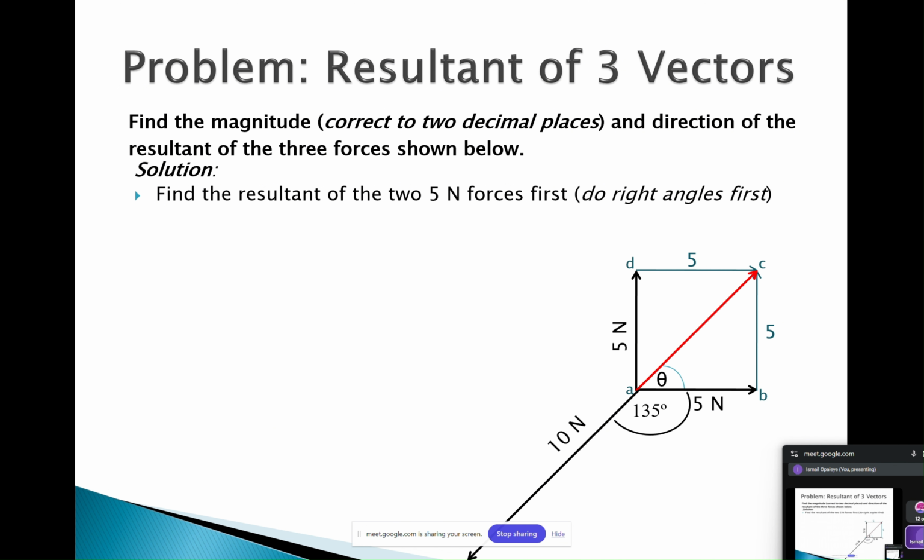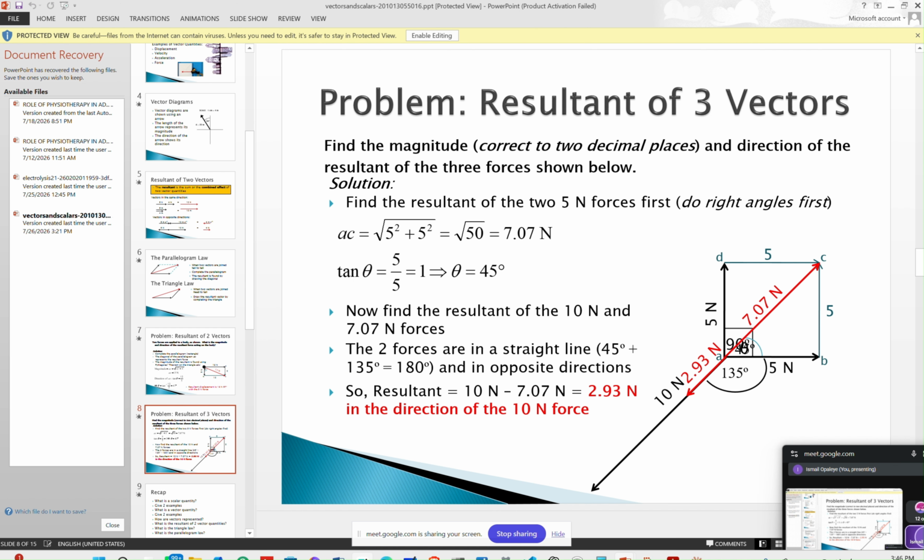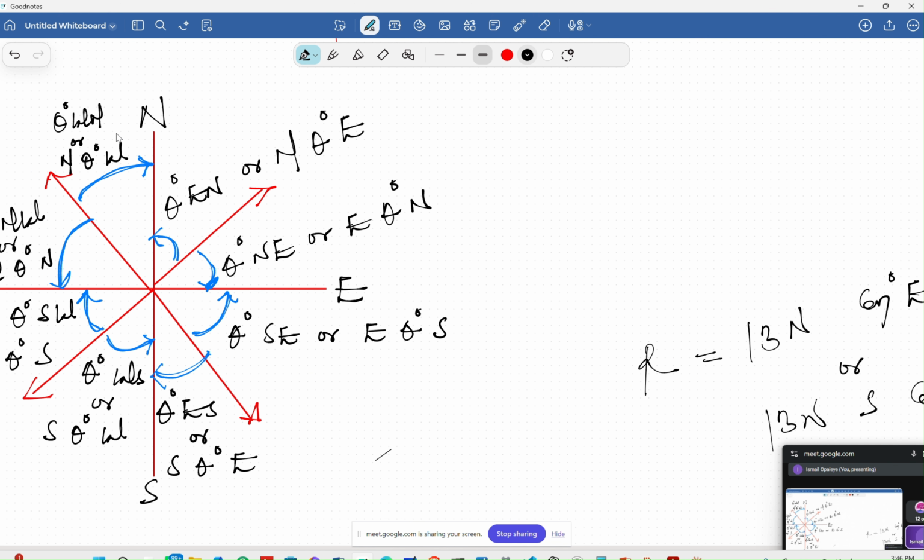Yes, sir. So if you want to solve questions relating to three vectors like this, the first thing is that you want to resolve the vectors into x axis and y axis. So very quickly, let's do that first. Okay, this is 5, 10, 5. Let's get back to the whiteboard.